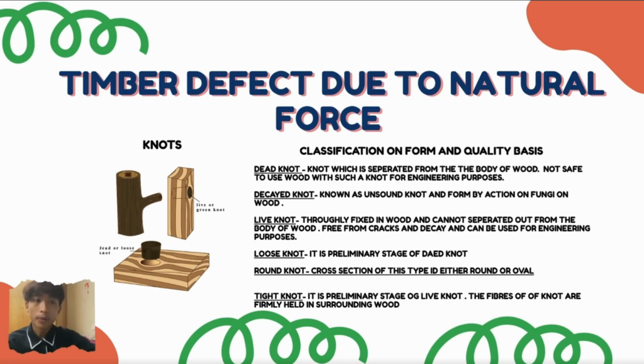A dead knot is loose from the wood and may fall out, making timber weaker and unsafe for structural use. A decayed knot is damaged by fungi, which reduces the quality of the timber. A loose knot is the early stage of the dead knot. Brown knots have a circular or oval shape, while tight knots are firmly held by the surrounding wood and are considered stronger. So, in conclusion, understanding the different types of knots helps us choose suitable timber for construction and avoid using weak or defective wood.